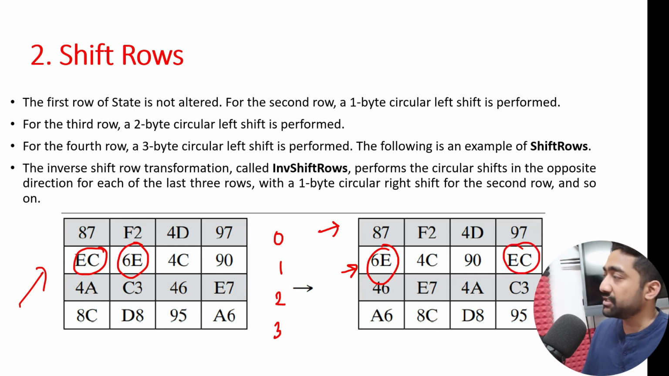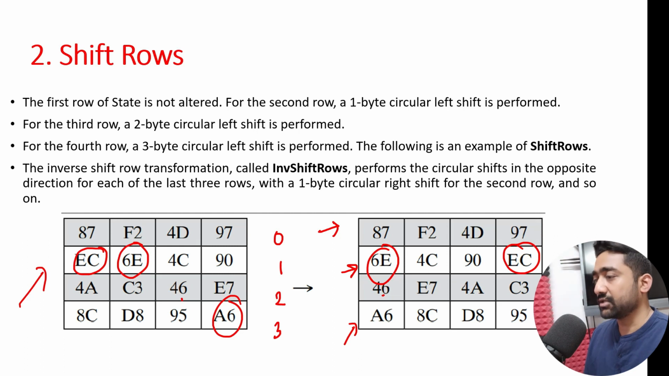In the same fashion, the third row will be shifted by 2 positions. So 46 will come at the first place, and similarly C3 will go at the last place. And finally, the last row will be shifted by 3 positions. As a result, A6 will take the pole position, the first position, in the final matrix. So this is how the shift rows transformation works. I hope you are clear with this.